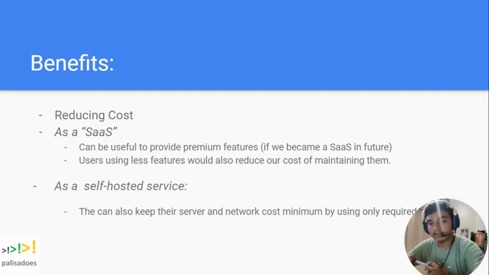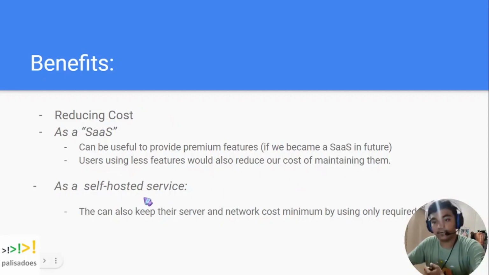So there can be two ways that this project can be used and benefited by the religious organizations. The first one is using it as a software as a service, which is SaaS in short. The second way is as a self-hosted service. So if, for example, in future Talawa deploys this app at a URL, let's say app.talawa.com, they can control it, and if they want to earn some revenue, they can use this feature to provide premium features by adding a cost, and users using fewer features would also reduce our cost of maintaining them.